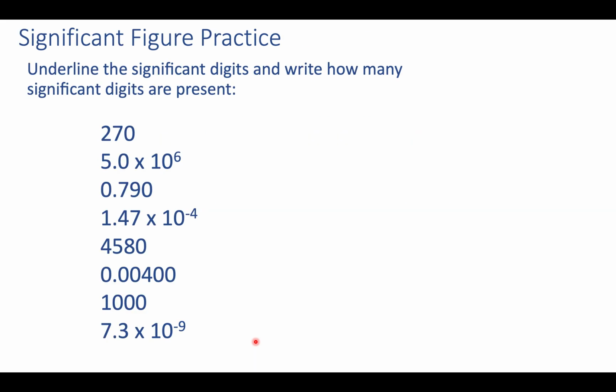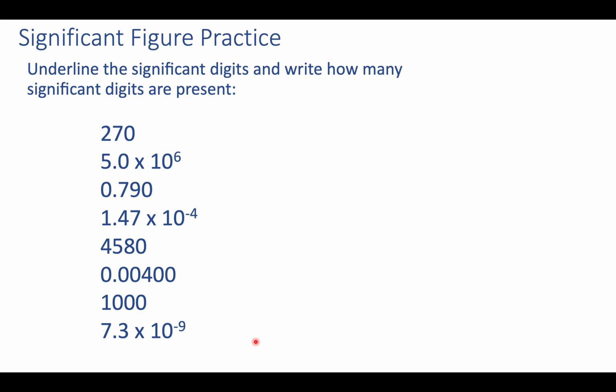So we're going to do a little bit of practice. I recommend that you pause the video here to give yourself a couple of minutes to work through this problem, and then unpause it, and we're going to go over all of the answers. This question is asking you to underline the significant digits and write how many significant digits are present in that number.